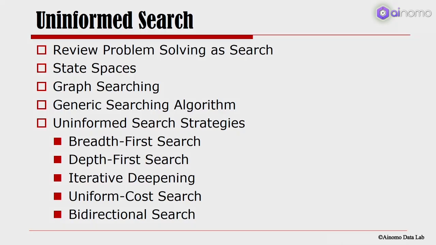So what we'll cover today is we will very quickly review problem solving as search, and look at what we meant by state spaces. We will then formally introduce graph searching and introduce a generic searching algorithm. Thereafter, we will look at a couple of uninformed search strategies. First, the breadth first search, thereafter the depth first search, iterative deepening, uniform cost search, and then we will look at something called bidirectional search.